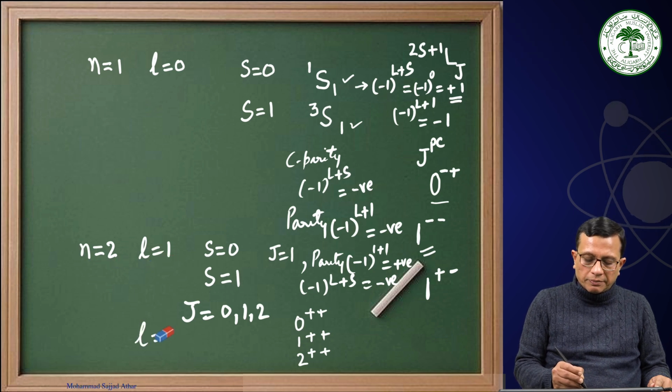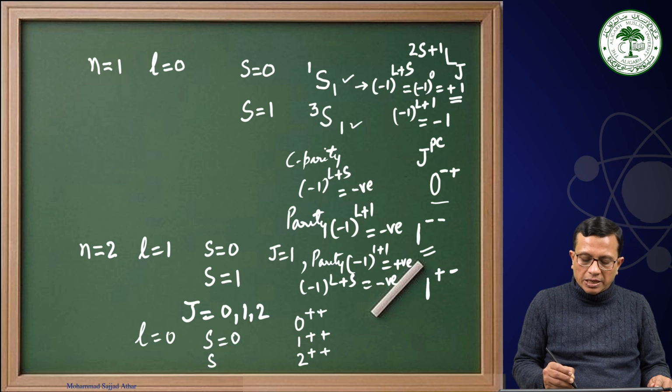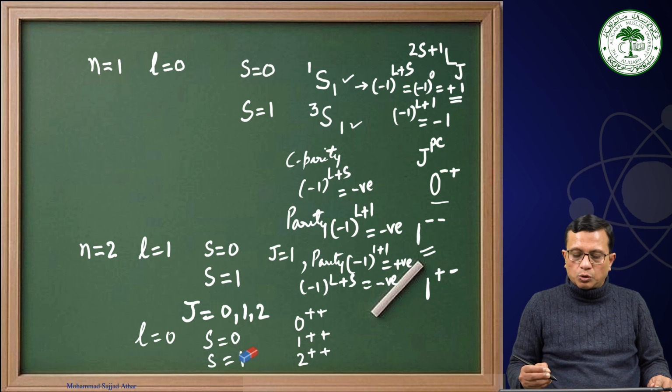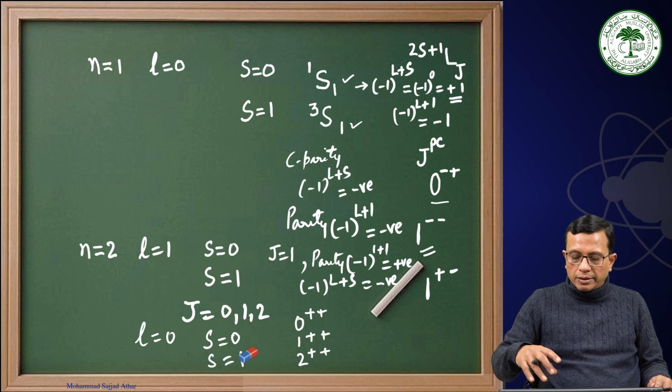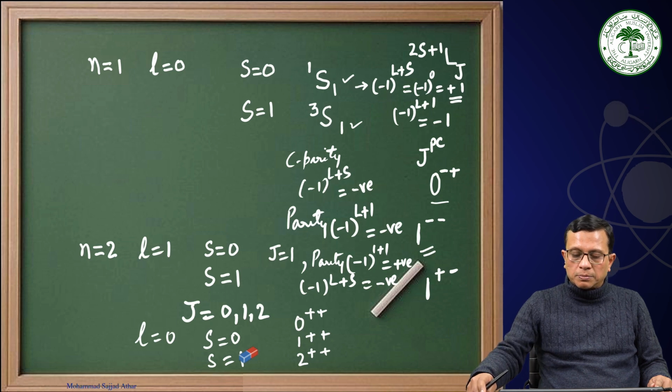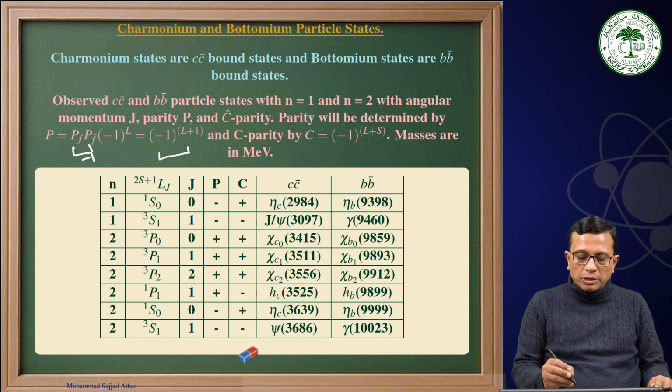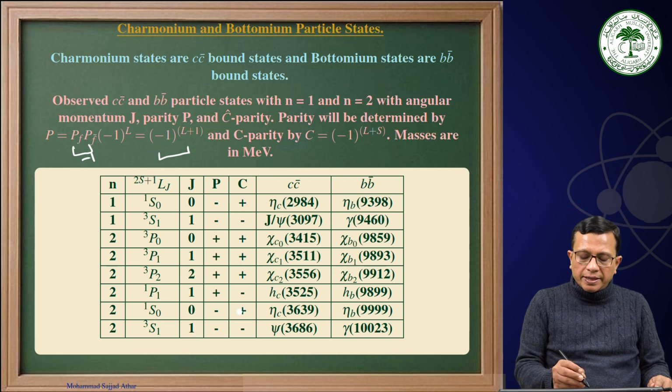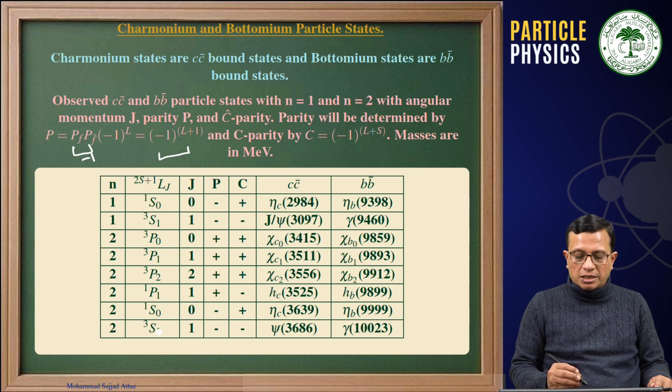Then one is n equal to 2, L equal to 1. The other possibility will be L equal to 0. And then corresponding to that, you have S equal to 0 and S equal to 1. You can again use the same formalism to get that. And that is why you see we have different J's, different P's and different C's. And we have 1s0, 3s1, 3p0, etc.